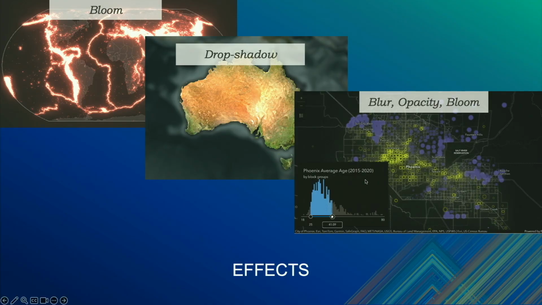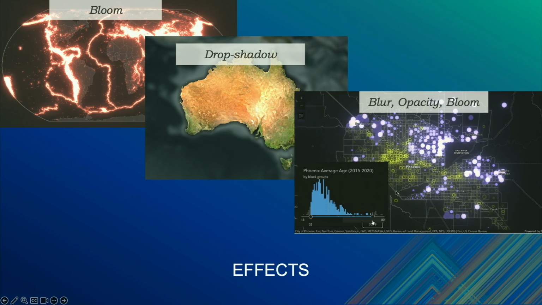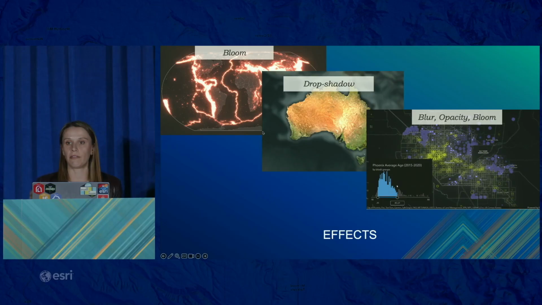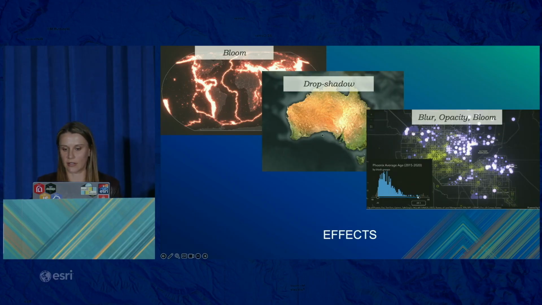As you see in this example, where the user is dragging a slider, the effect is only applied to specific features in that slider. Or the effects can be applied to all features in the layer, as we see up here with the bloom effect applied to the global fault lines and earthquakes, or a drop shadow being used to help emphasize a given country, like Australia in this example.